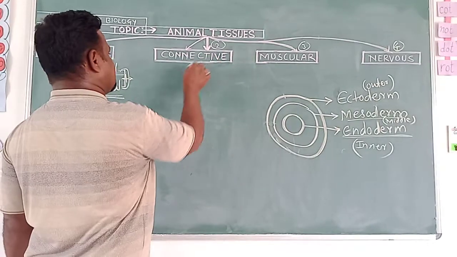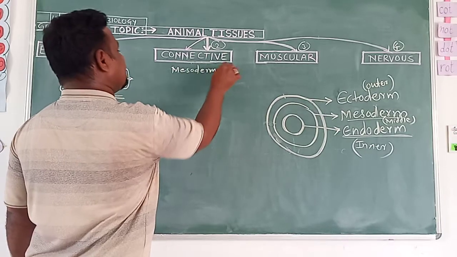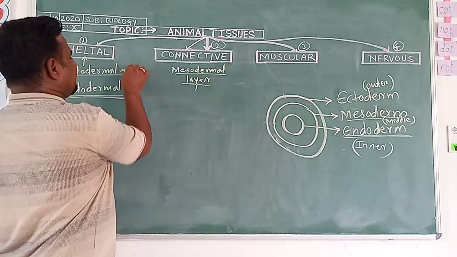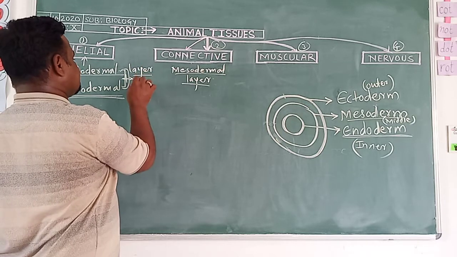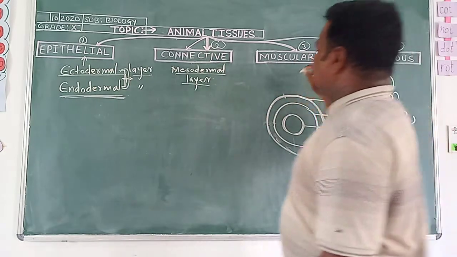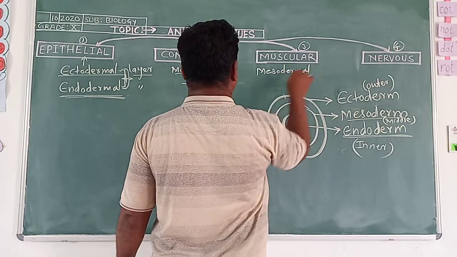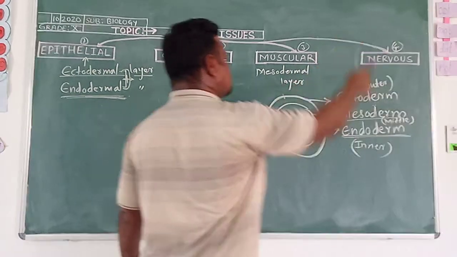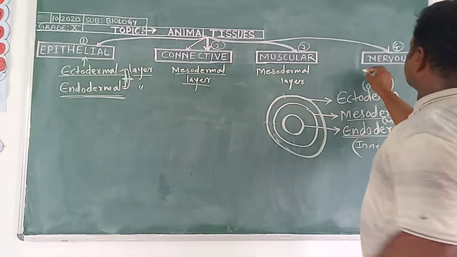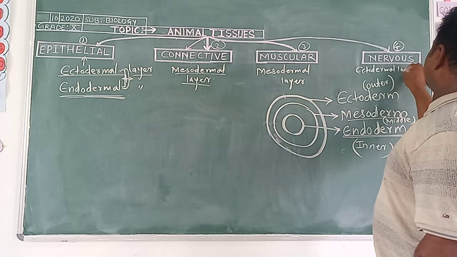And connective tissues, this is number 2, they are formed from the mesodermal layer. Which layer? The mesodermal layer of the embryo. Now coming to the muscular tissues, they are also formed from the mesodermal layer of the embryo. And coming to the last one, but not least, nerve tissues, they are formed from the ectodermal layer of the embryo.